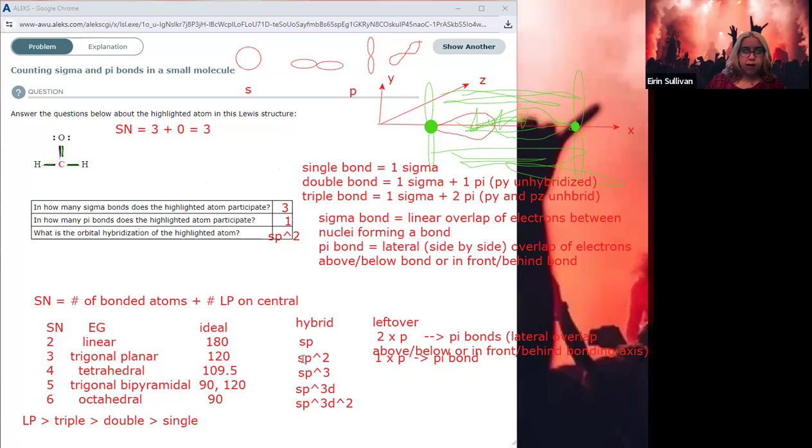If you look at our table for sp2 hybridization, you're going to have one leftover p orbital, and that is going to be able to go ahead and form that double bond, because it forms a pi bond as well as the sigma bond. Okay.